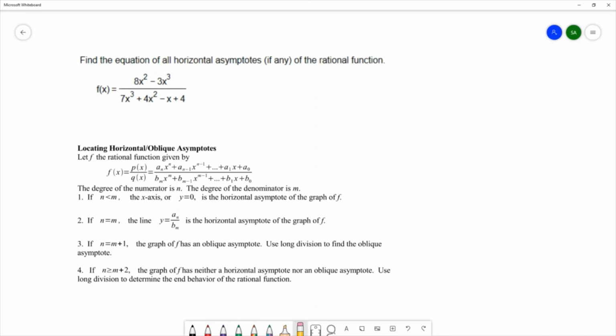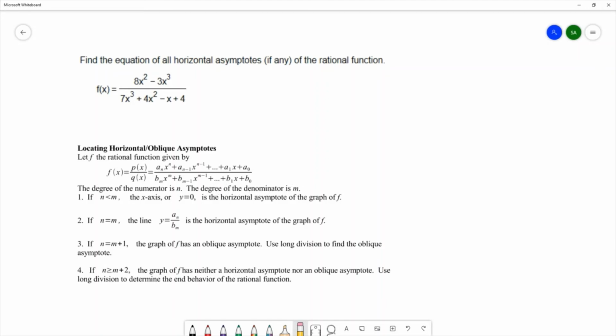So if we have our rational function being p of x over q of x, then it's going to be of this form here. This is a polynomial function in the numerator as well as a polynomial function in the denominator. And the rules are based on the degree of the numerator as well as the degree of the denominator.